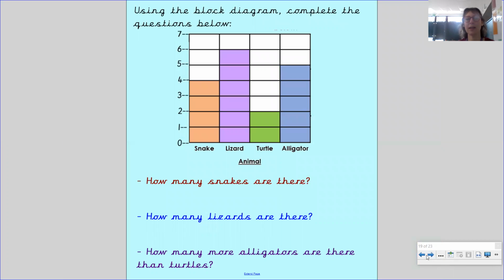Right, so let's have a look at the questions below using this block chart. And the good thing about our block chart is we don't have to worry about a key. There is no key. We don't have to worry, are we counting in 5s, are we counting in 10s? We are just counting in 1s.